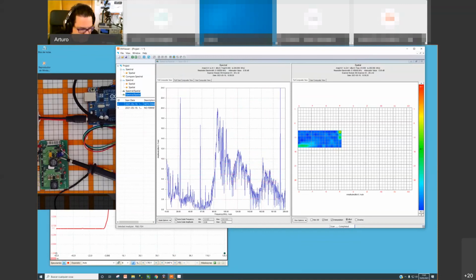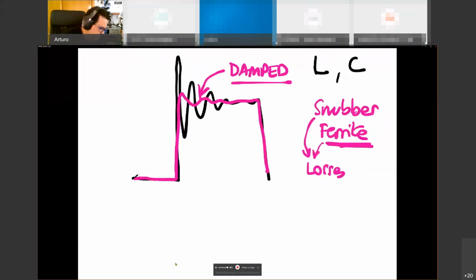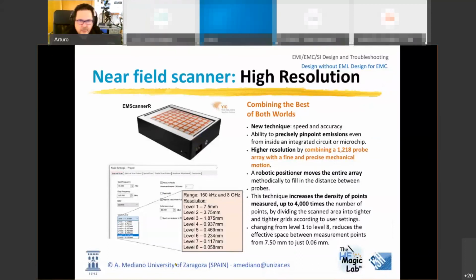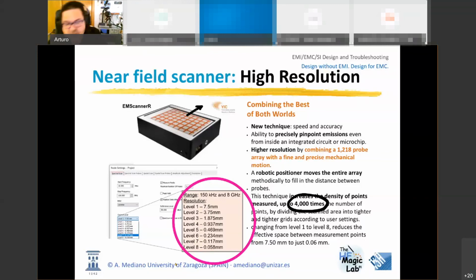And finally, let me speak very fast about the higher resolution. The idea of the scanner with higher resolution is that we have the possibility of obtaining up to 8 levels of resolution. If you want more resolution, remember you will need more time for the scan. Additionally to the electronic switch of the different cells, the scanner has a very high precision movement. This gives you the possibility to obtain more than 4,000 times more points for the measurement. So we go from 7.5 millimeters to 0.06 millimeters.